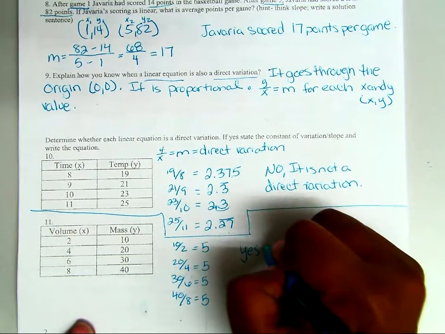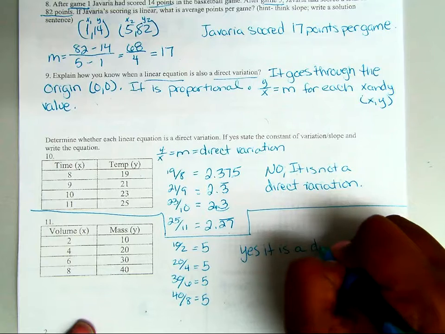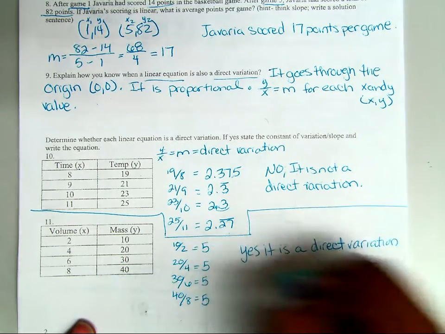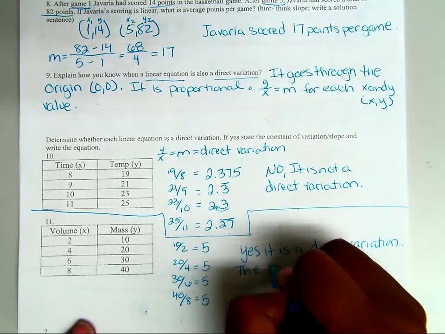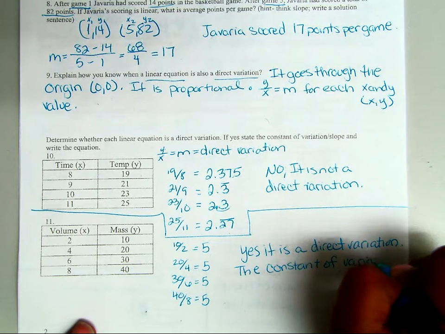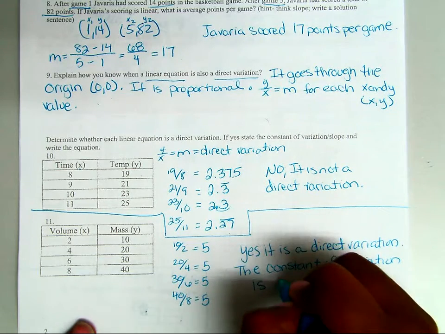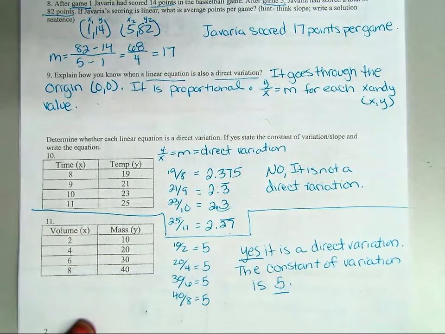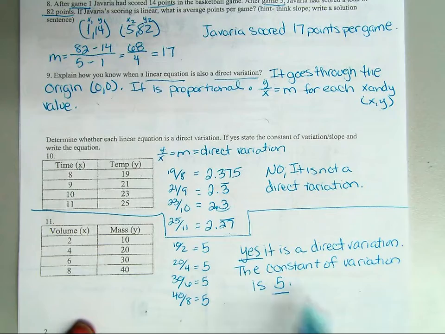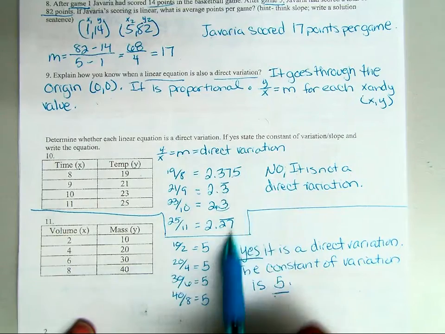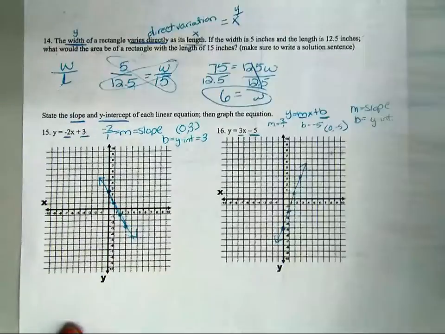So yes, it is a direct variation, period. The constant of variation is 5. Okay? If you have yes and 5, I'm happy. Okay? Yes, 5. No. Show me this work. That's good enough. All right? We're doing some more direct variation, but we're doing proportions.